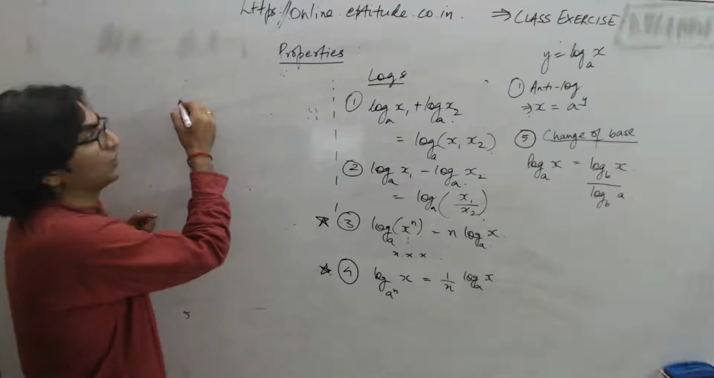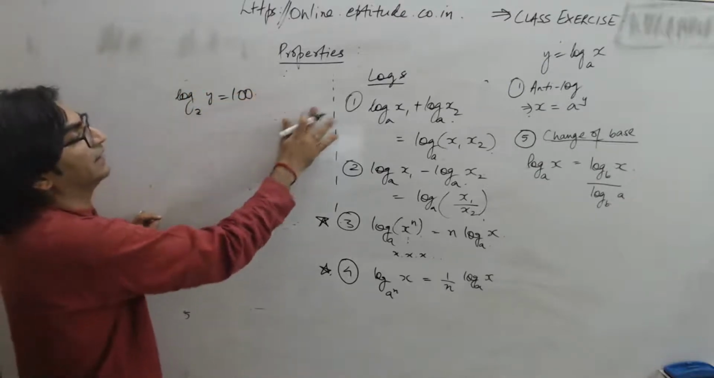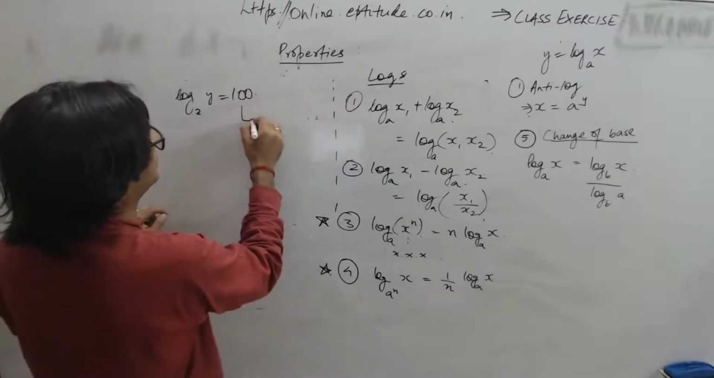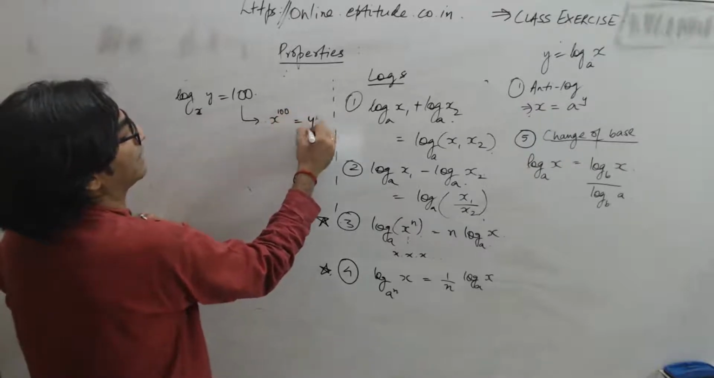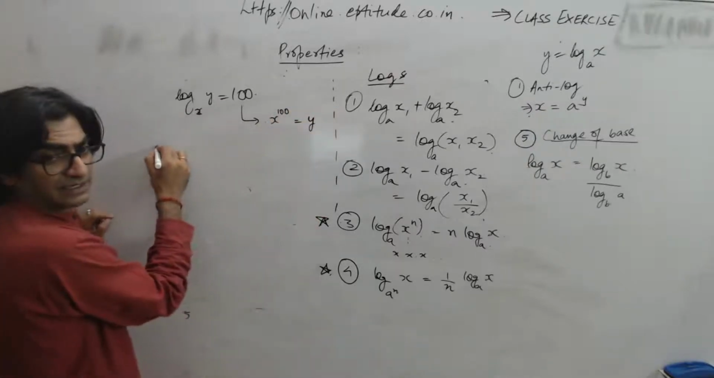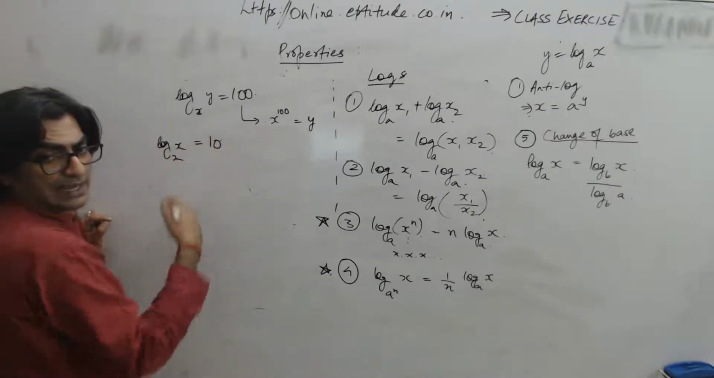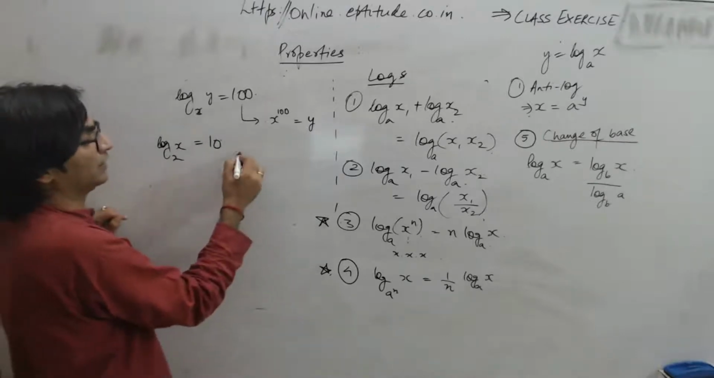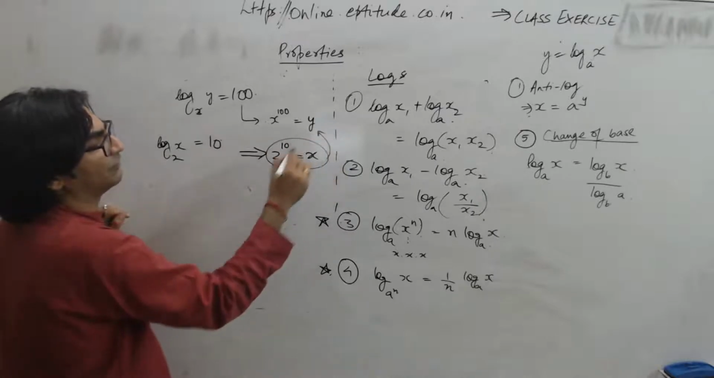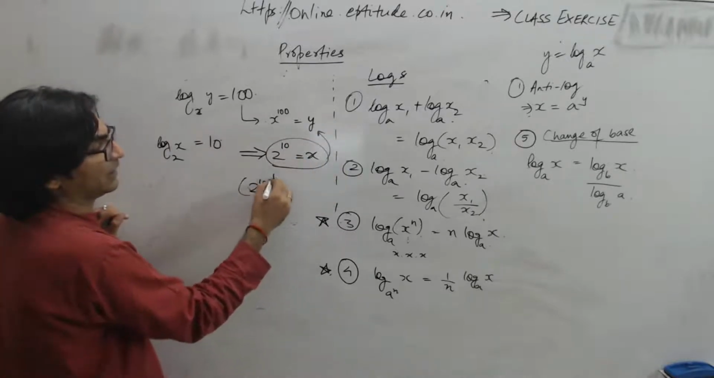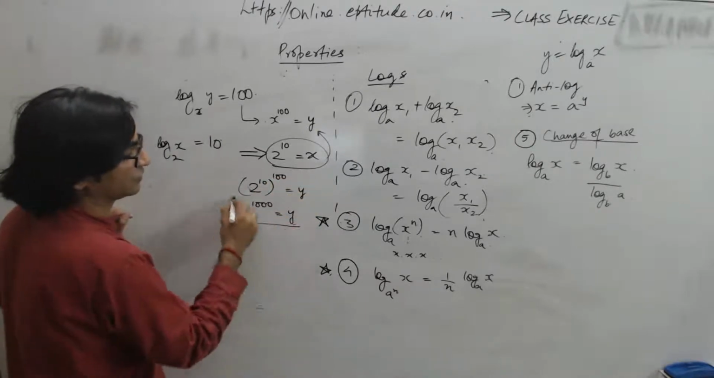Given log of y in the base of x is 100, if I take an antilog here, this will result in x raised to the power 100 is y. Leave it at that. The second equation given to us is log of x in the base 2 is equal to 10. So if I take an antilog here, this will convert into 2 raised to the power 10 is equal to x. Let's take this and substitute it above. 2 raised to the power 10 raised to the power of 100 is equal to y, which means y is 2 to the power 1000.